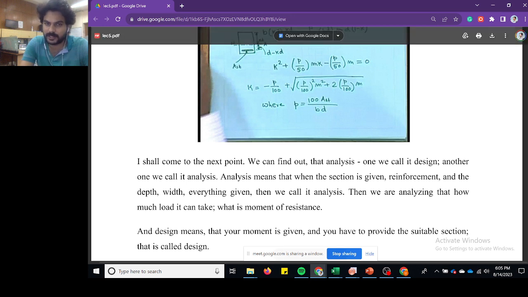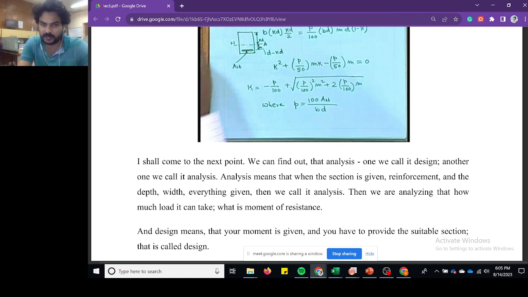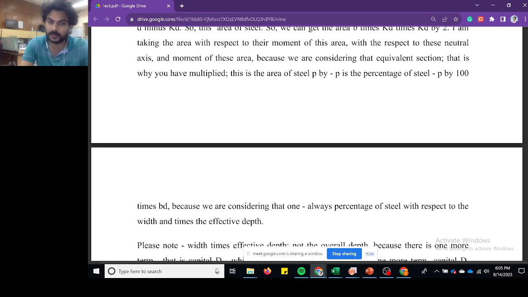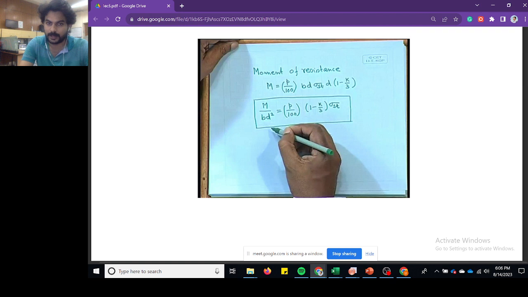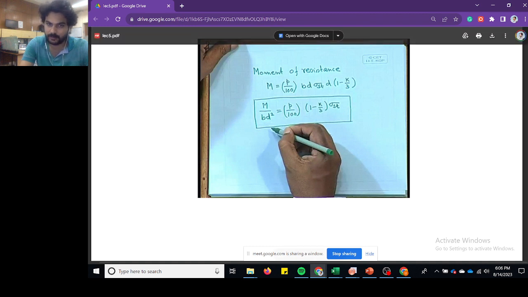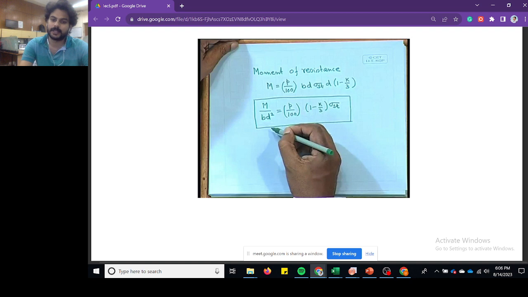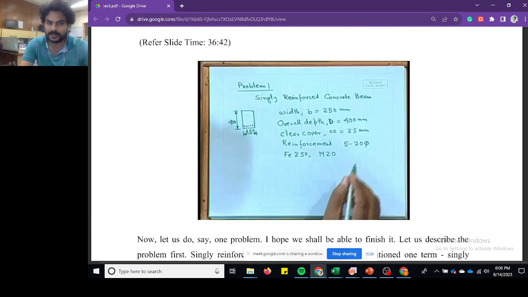Sometimes they will give the percentage of the steel, or they will not even give the percentage of steel, they will give the number of bars and B and D values, or we have to assume that also if they are giving you to design the member. So by getting the percentage of the steel, then we can calculate the K value. K value is required to calculate the other parameters like moment of resistance. So the moment of resistance M by BD square is equal to P by 100 into 1 minus K by 3. So K is required here, so that's why the calculation of K is necessary. So we'll go to the solved example.